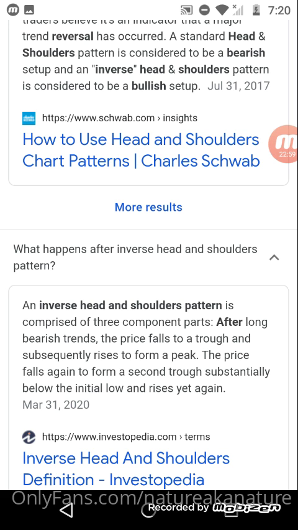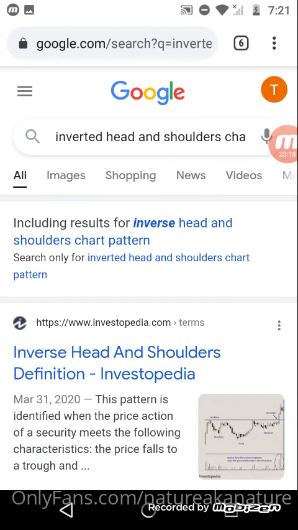All right, so you can see the shoulder right here. Boom, it made the head. Boom, made the last shoulder, up to the uptrend. So inverted head and shoulders is an uptrend reversal pattern, a bullish reversal pattern. So those are all the triple stick candlestick patterns that y'all need to know of.